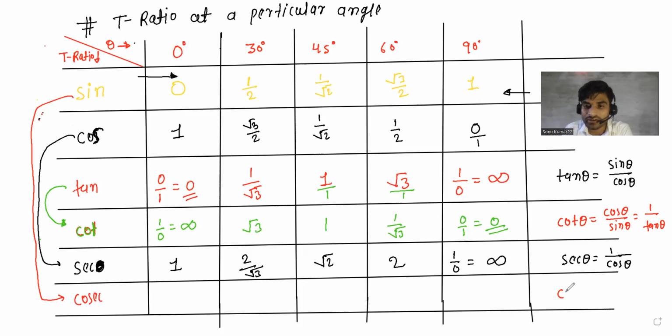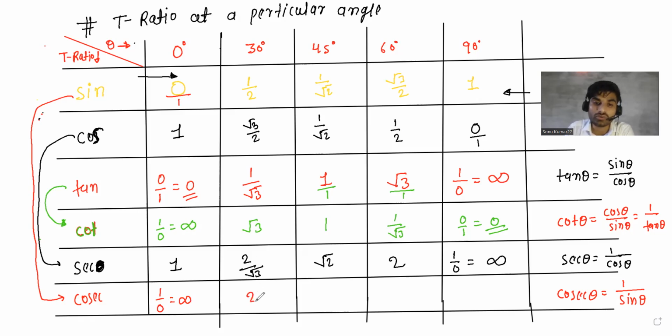So cosec theta is equal to 1 by sine theta. Yes, sine theta is equal to 1 by cosec theta. So you just have to take the reciprocal of this one. Sine 0 means cosec 0. Cosec 0, we can write 1 by 0, and 1 by 0 means infinite. Not defined, you can say that.